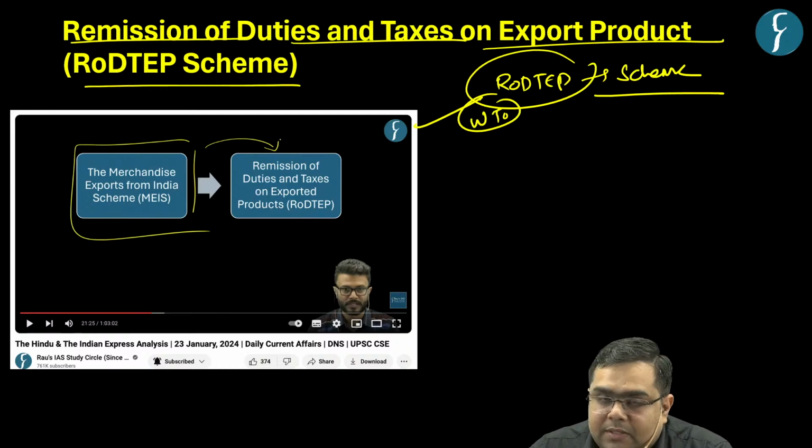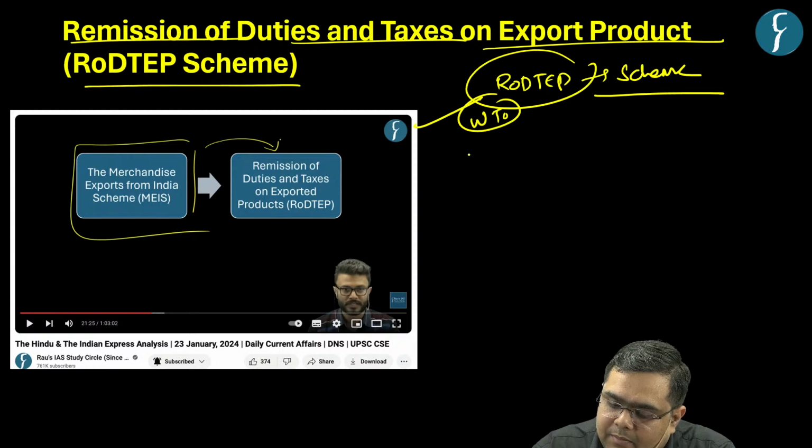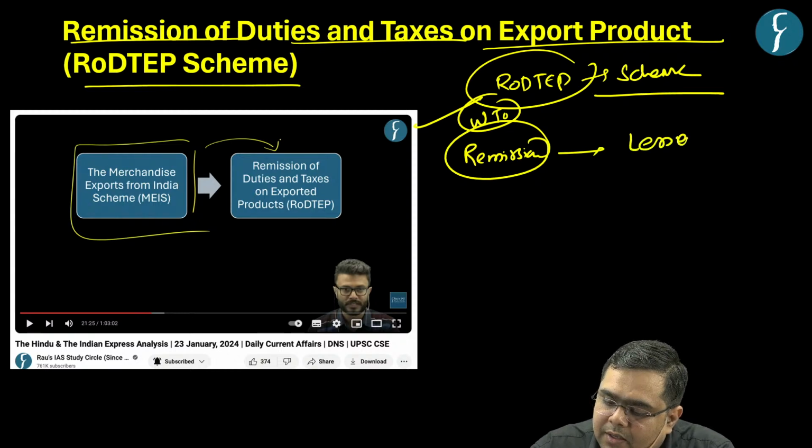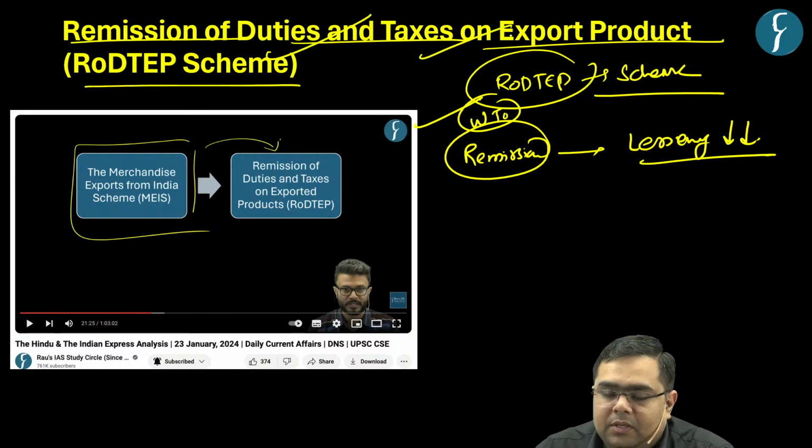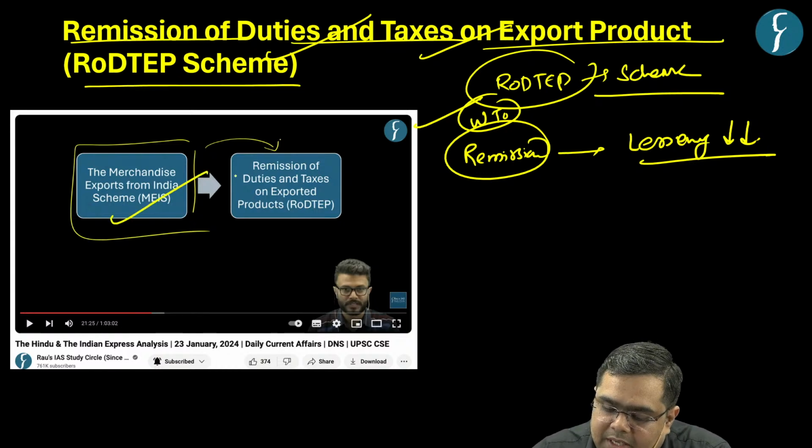So what is this scheme? As the name suggests, this scheme leads to remission. Remission means basically lessening, right? Reduction of duties and taxes on export products. This is an advanced or evolved version of a previous scheme, that is the MEIS scheme. So what was that scheme? The Merchandise Exports from India Scheme.